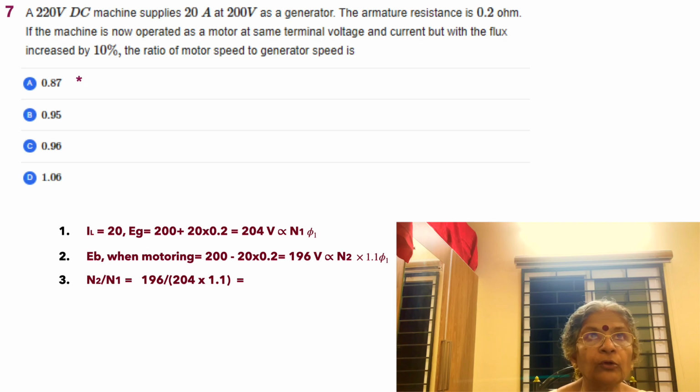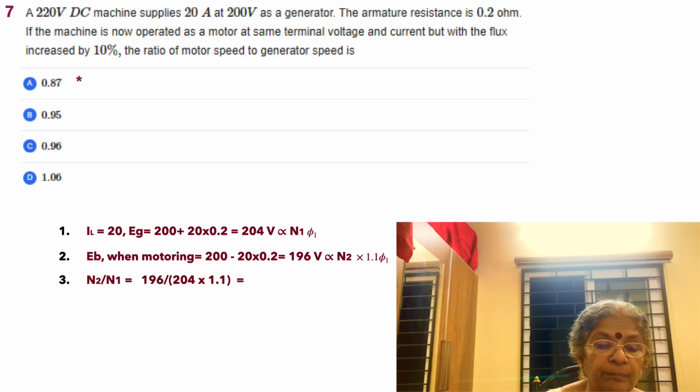Now we move on to the next case where it is working as a motor. So we calculate EB. How do you calculate EB? From 200, that's the terminal voltage, you deduct all the requirements. What are the different requirements? 20 into 0.2. So you get 196, and this is proportional to N2, the new speed, as also 1.1 Phi1. Why is 1.1 taken into consideration? Because the flux has increased by 10%.